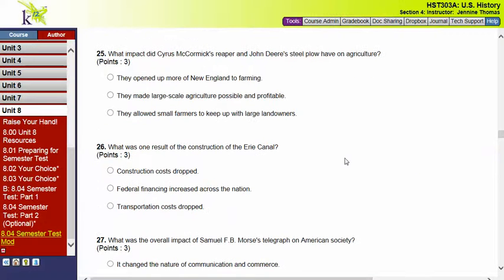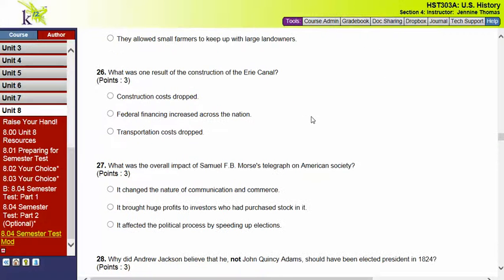Number 25, what impact did Cyrus McCormick's Reaper and John Deere's steel plow have on agriculture? They opened up more of New England to farming. They made large-scale agriculture possible and profitable, or they allowed small farmers to keep up with large landowners. Number 26, what was the result of the construction of the Erie Canal? Construction costs dropped, federal financing increased across the nation, or transportation costs dropped.